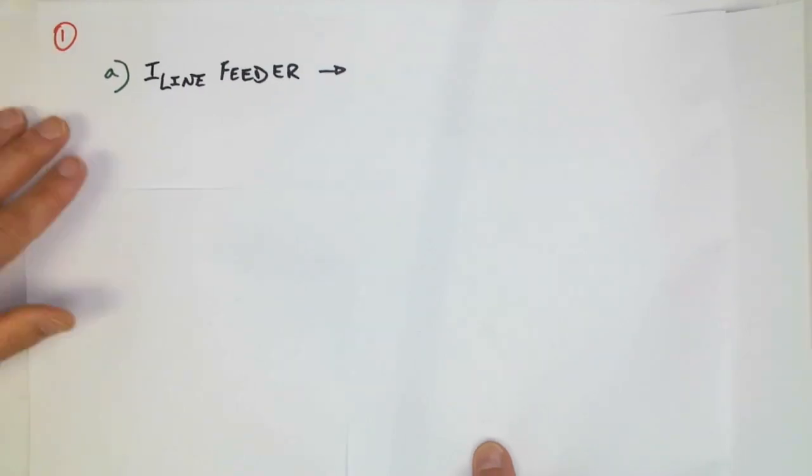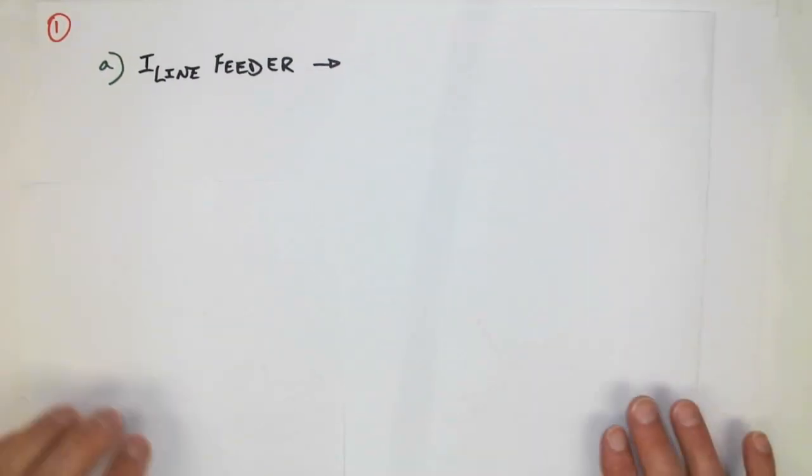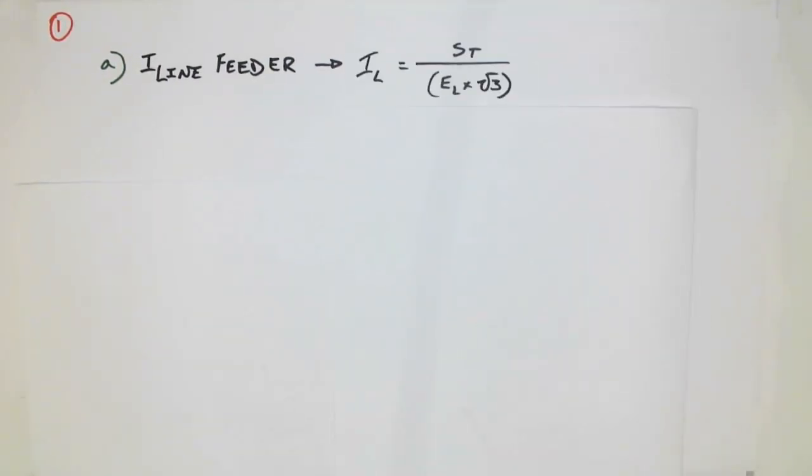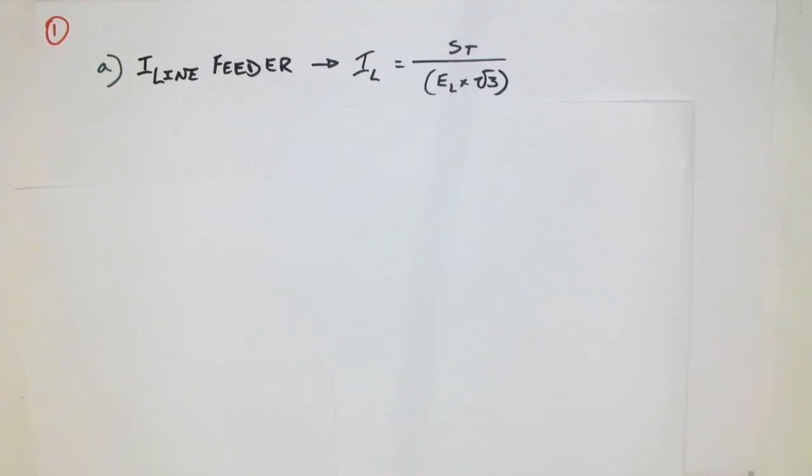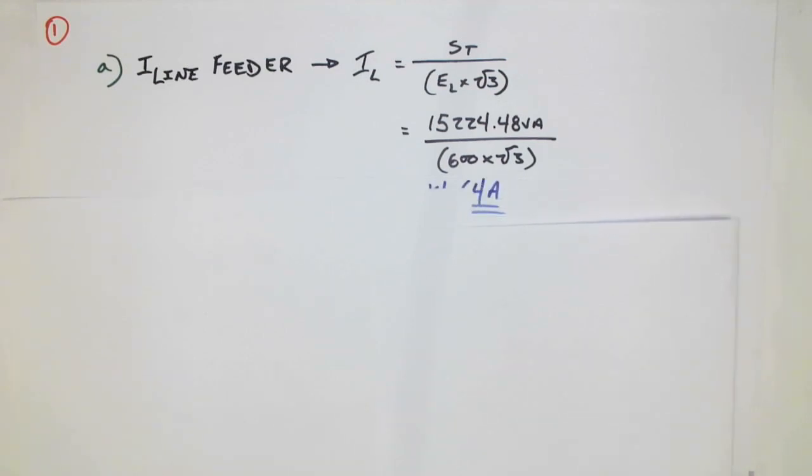Let's take a look. So I-line feeder. First thing we're going to do is get our equation there. And the equation then is going to be 15,224 divided by 600 times root 3. And we end up with a value of current of 14.64 amps.